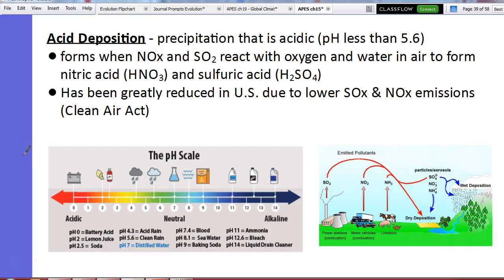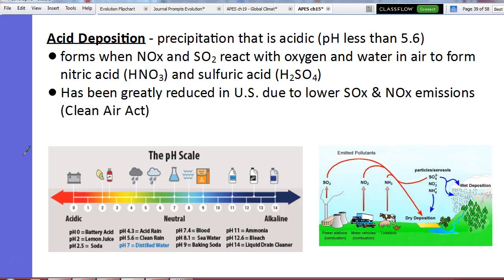So we've been talking about acid deposition. That's what you guys looked at with the maps. And acid deposition, the reason we call it acid deposition and not just acid rain, is because it could be rain, it could be snow, or it could just be particles that end up coming down and landing on the surface of the earth, whether they're landing in water or in terrestrial ecosystems.